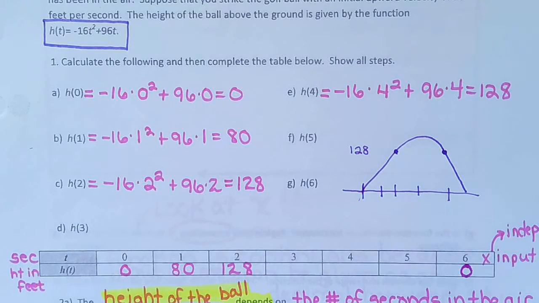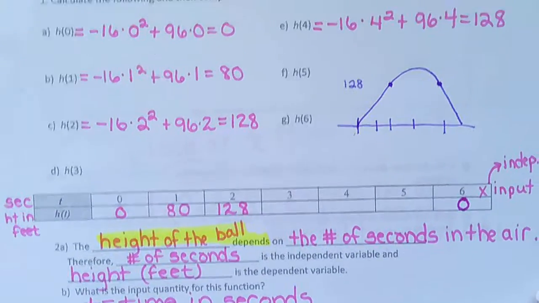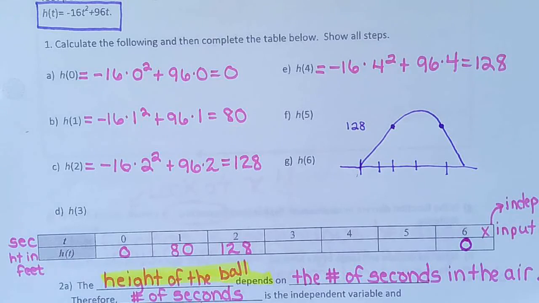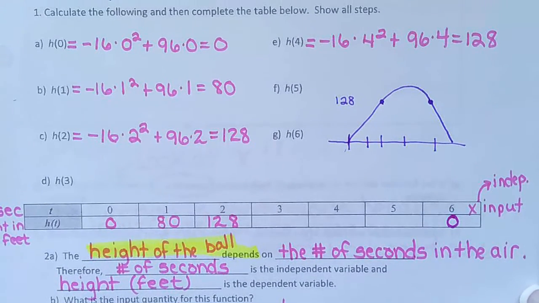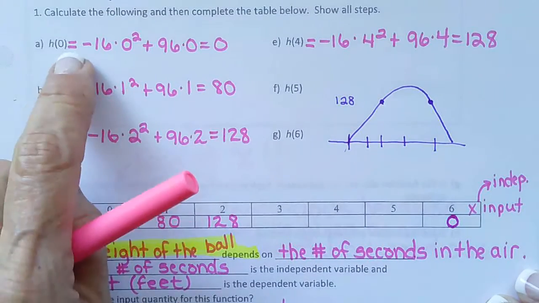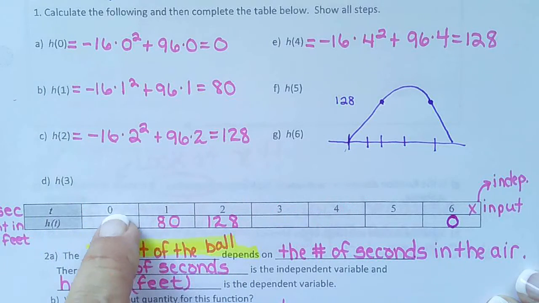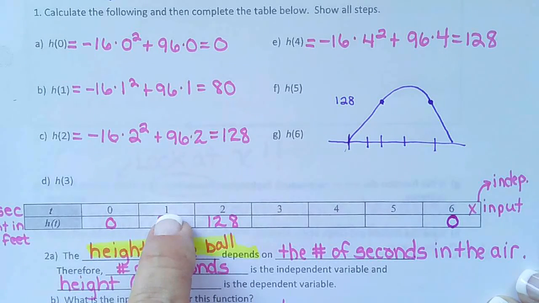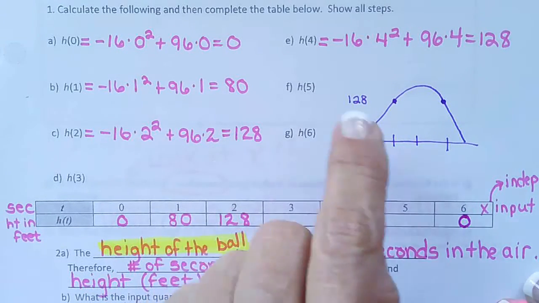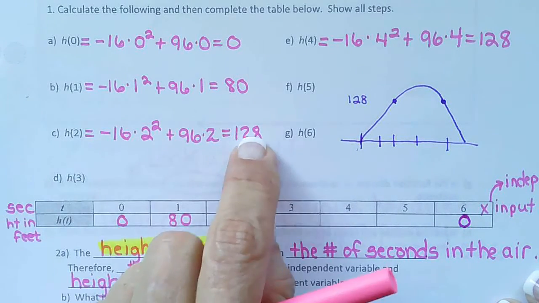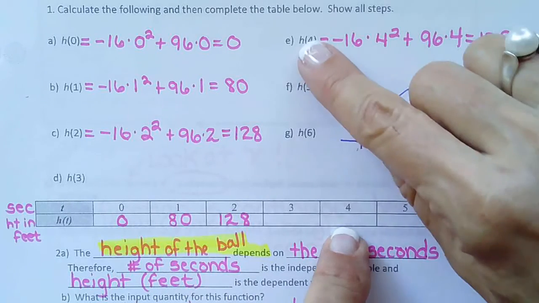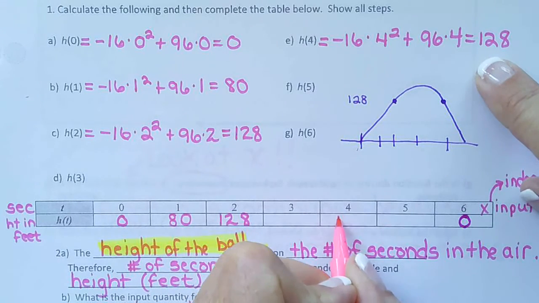And then we were asked to fill in the table. I just took the values that we found. So when t is 0, we got the answer 0. So I filled in 0, 0. When t is 1, the height is 80. When t is 2, the height was 128, and then I forgot to fill this one in for some reason. When t is 4, the height is 128 again.